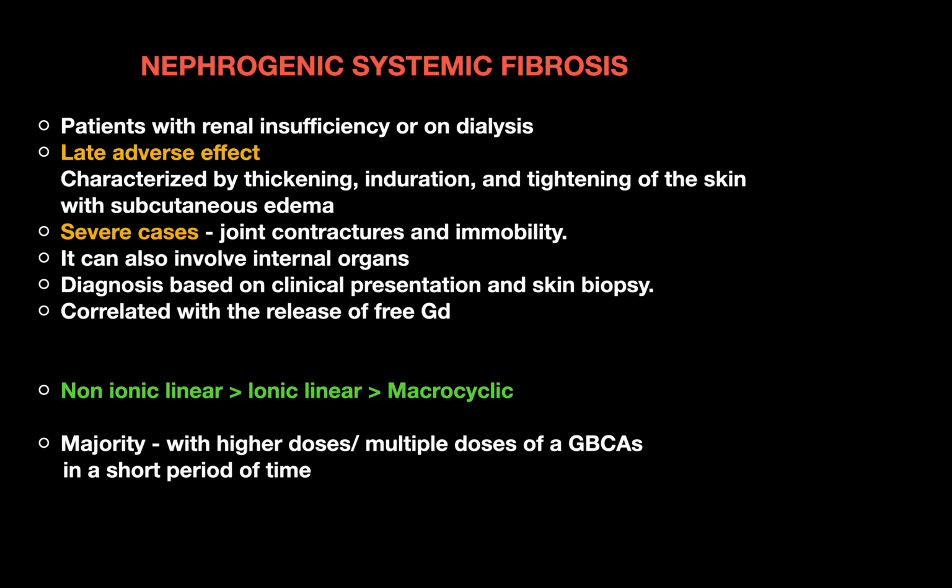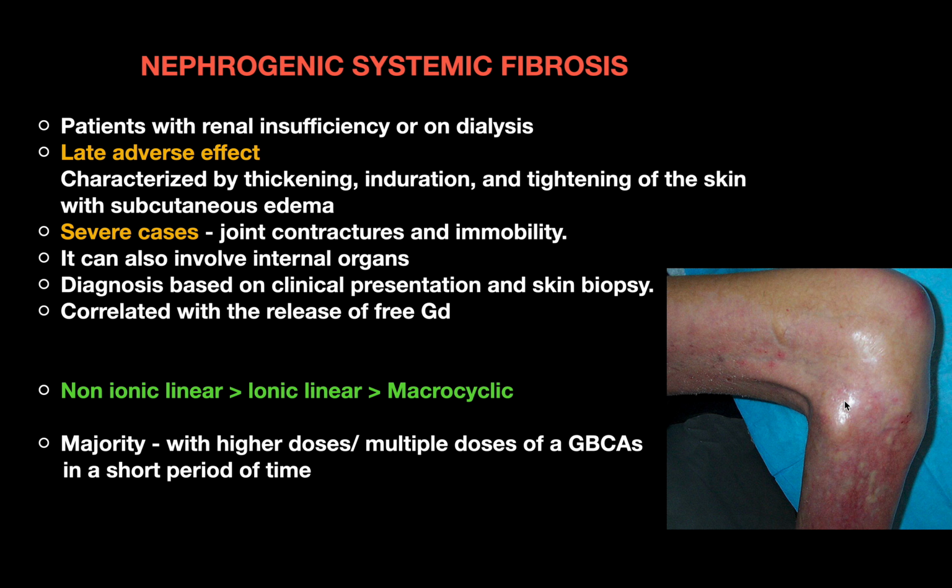But one of the most important adverse reactions is nephrogenic systemic fibrosis. So what is nephrogenic systemic fibrosis? It is characterized by thickening, induration and tightening of the skin with subcutaneous edema. It occurs in patients with renal insufficiency or patients on dialysis. In severe cases of this reaction, there can be joint contractures and immobility. It can also involve the internal organs. Diagnosis is based on the clinical presentation and skin biopsy.